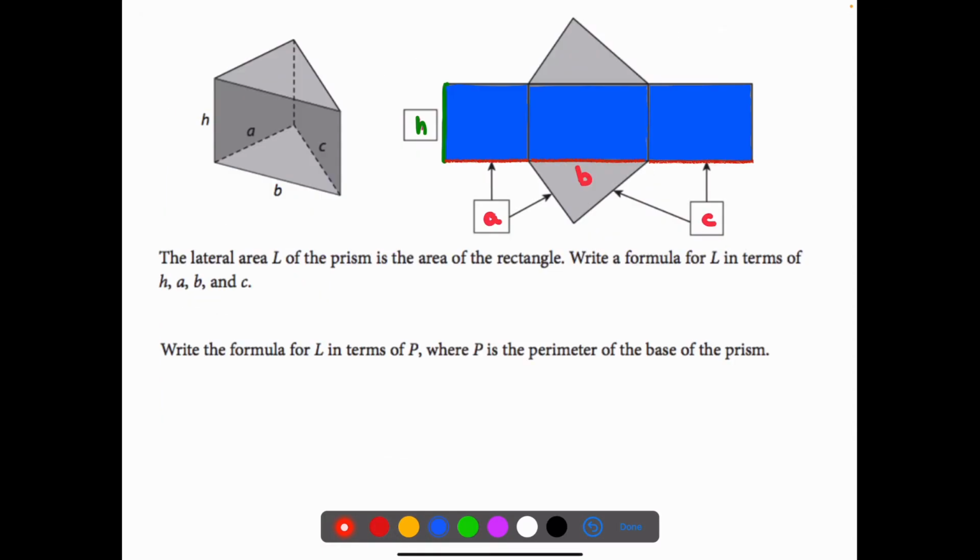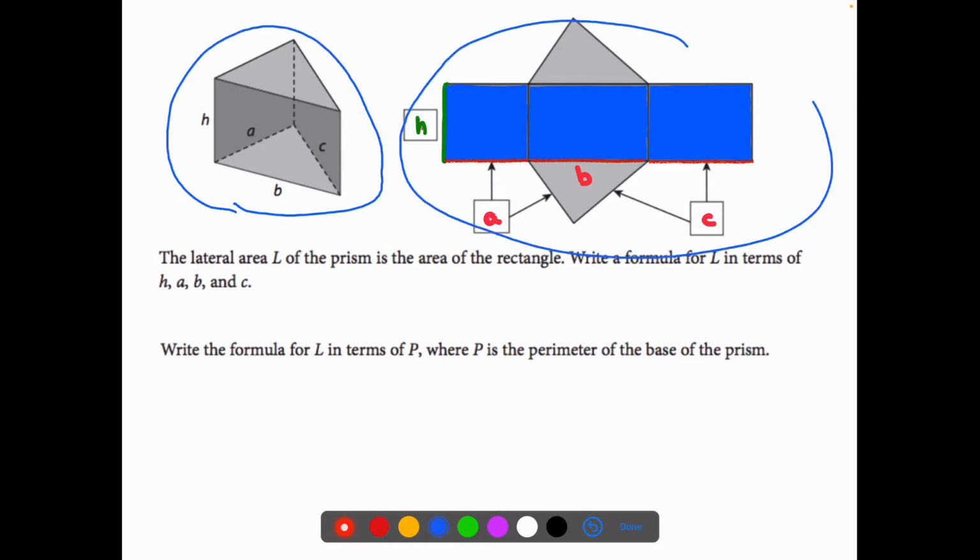So let's go ahead and jump into the topic of lateral area. Now, in order for us to find surface area, the total outside area of the shape, we first need to learn about lateral area. So first off, we have these prisms up here. And one is in 2 dimensions, one's in 3 dimensions, as we can see.